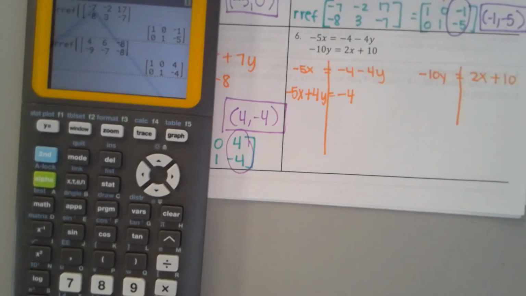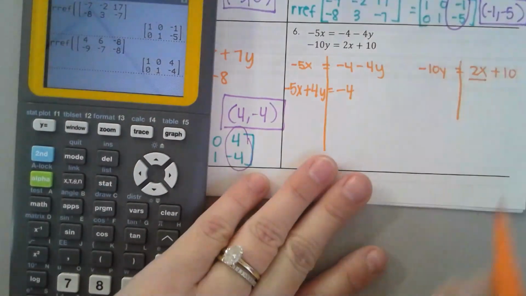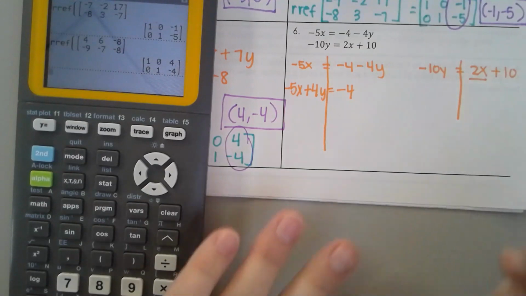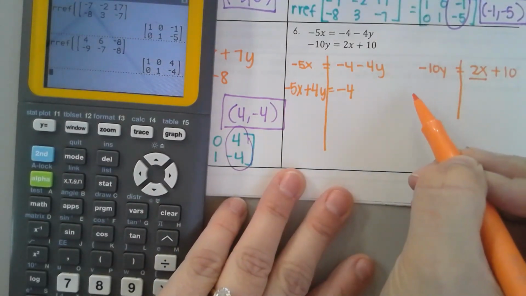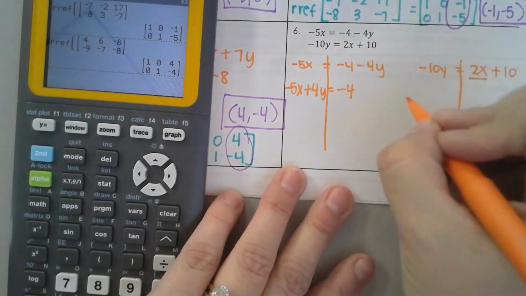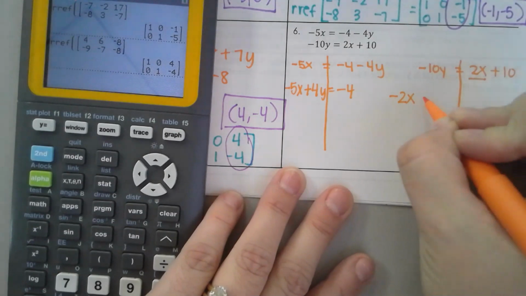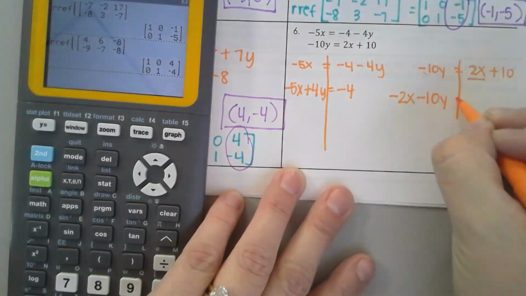On my second equation, what needs to jump the line? The x. The 10 is already on the right side. We want the plain number to be over by itself. The x is what needs to move. So I'm going to make it a negative, and the x is always written in the front. So it's going to be negative 2x minus 10y, because that negative 10y just sprang down, equals 10.